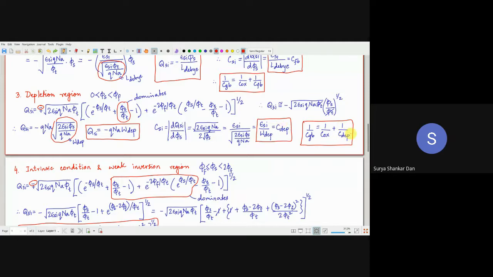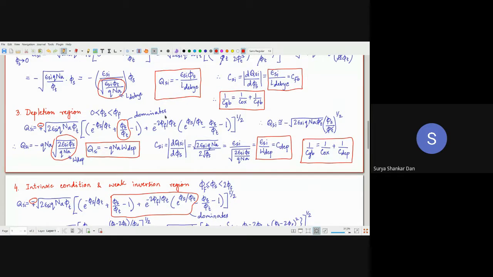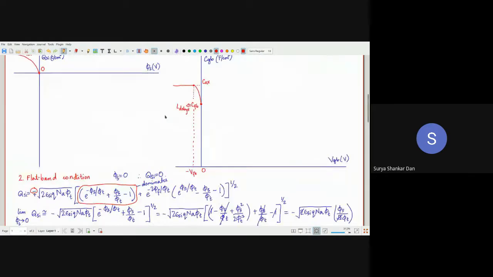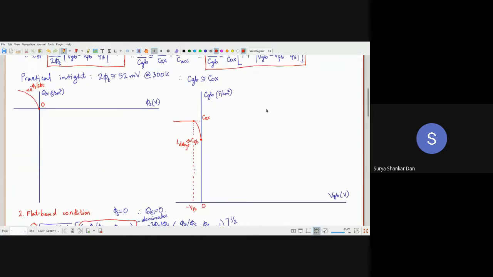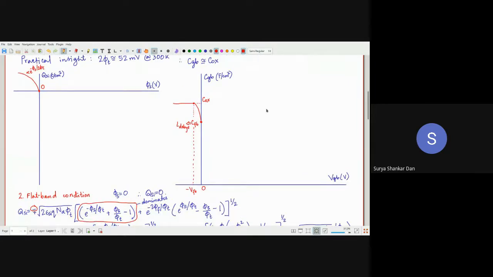If Q depletion decreases, Cox remaining constant, your VGB decreases. This is pure mathematics. So do not accept this just because it is written in the textbook, or because I am telling you, or because it is there in some lecture somewhere. It is pure mathematics here.